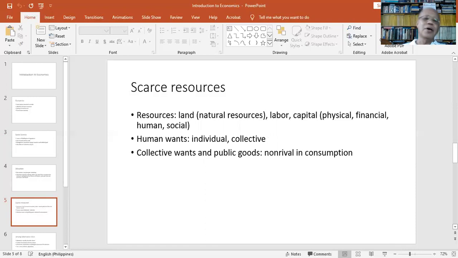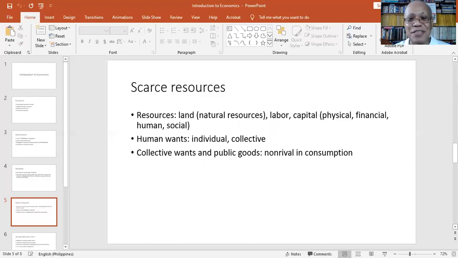Now, what makes these resources scarce is that there are not enough resources to satisfy all human wants. And human wants would be individual wants and collective wants. An individual want is a want that can be satisfied by what is known as a private good, which means a good that is rival in consumption. What it means is once you have consumed it, no one else can. So if you purchase a burger and you eat it, then that's it. No one else can consume it.